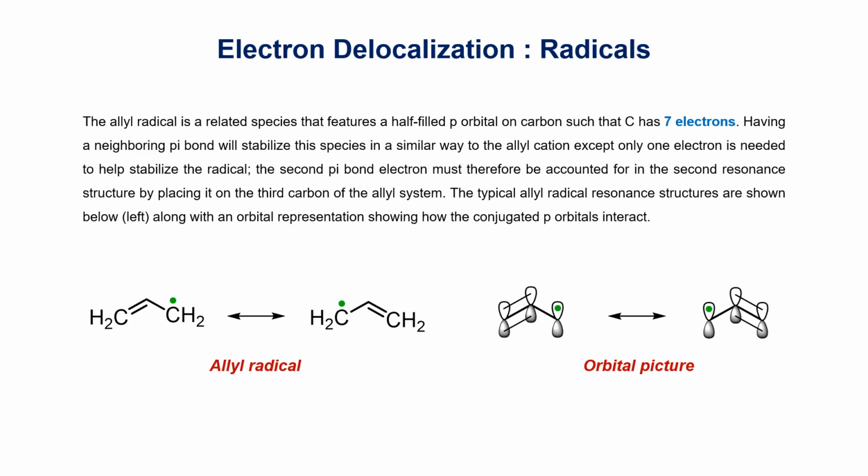The allyl radical is a related species that features a half-filled p orbital on carbon, such that carbon has 7 electrons. Having a neighboring pi bond will stabilize this species in a similar way to the allyl cation, except only one electron is needed to help stabilize the radical. The second pi bond electron must therefore be accounted for in the second resonance structure by placing it on the third carbon of the allyl system. The typical allyl radical resonance structures are shown below on the left, along with an orbital representation showing how the conjugated p orbitals interact.